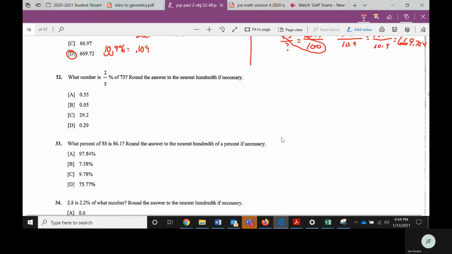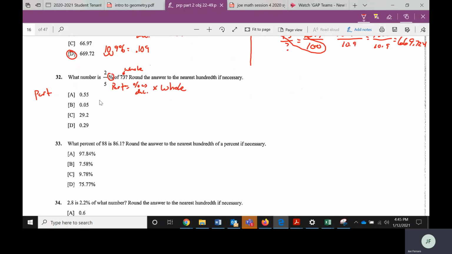Next problem. What number is 2/5% of 73? Round the answers to the nearest hundredth if necessary. So we look, we have percent. The word of means that's the whole. After the word of is that number. So what we're looking for is the part. So we need to do, from our notes, part equals the percent as a decimal times the whole.